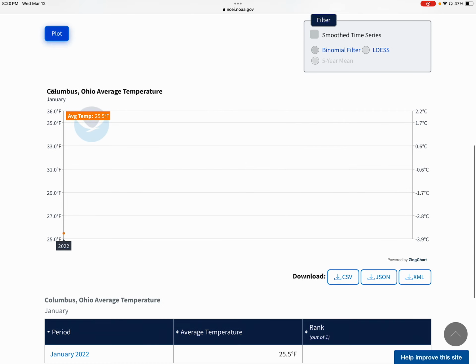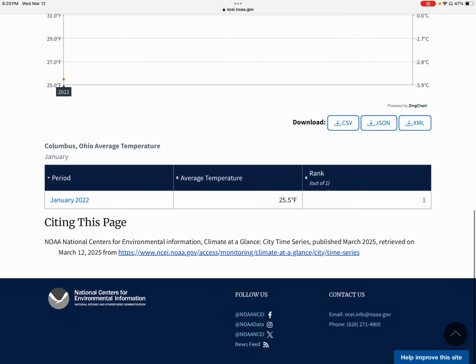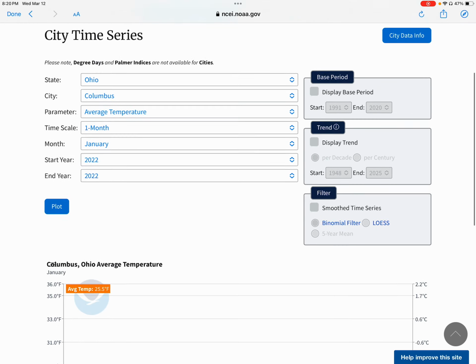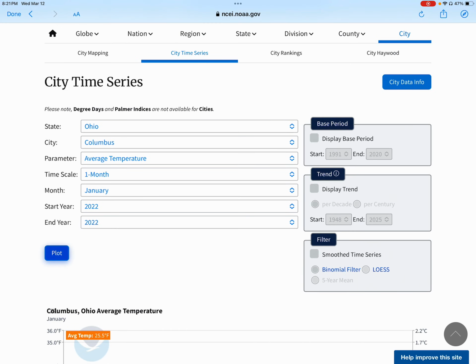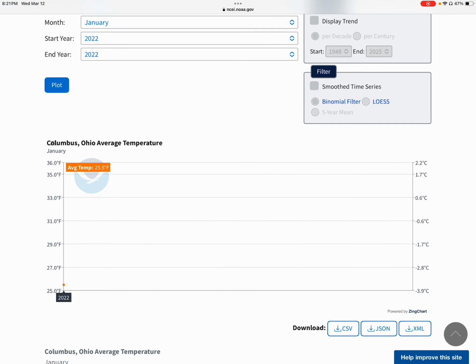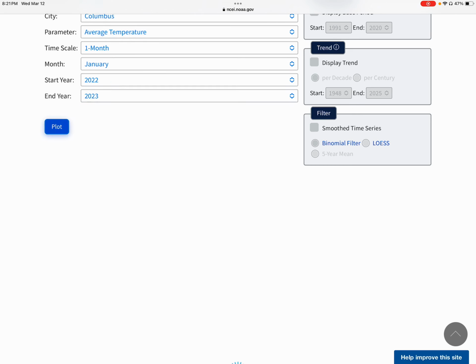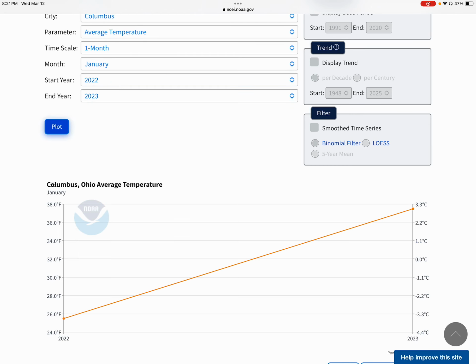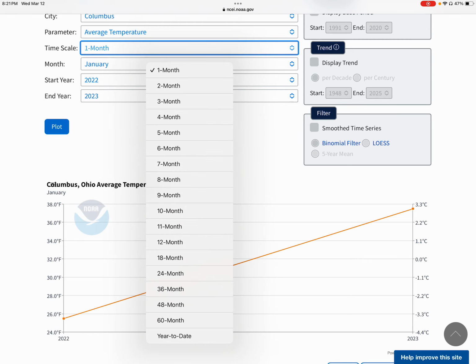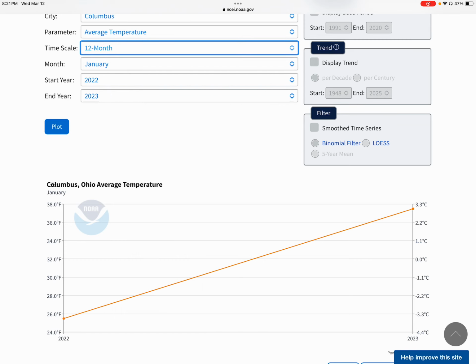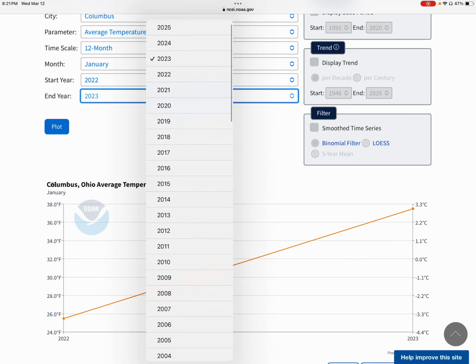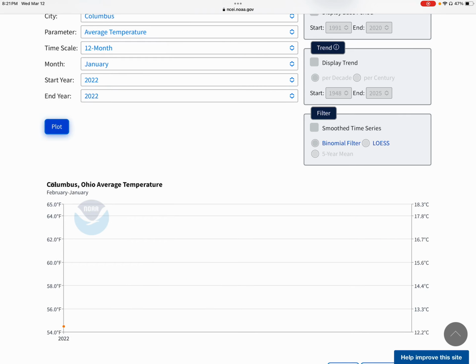Okay, and then you're going to get your data from here. And then there you are. Here is your average temperature. And then you can go in and change it to, maybe let's try 2023. Let's see if we can get a whole year's worth of data. Oh, lovely. Okay, so you're going to have to change it month by month. That's okay. We can do that.